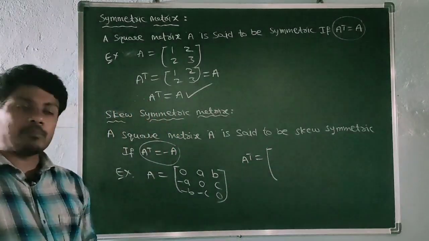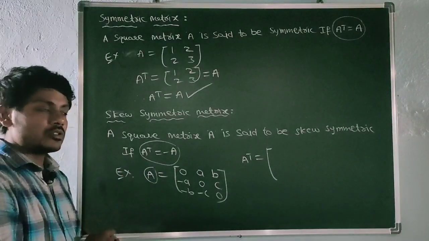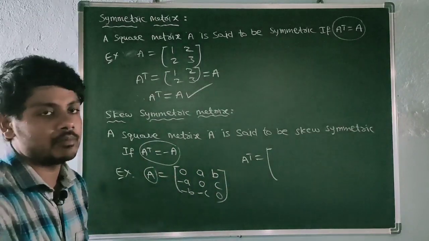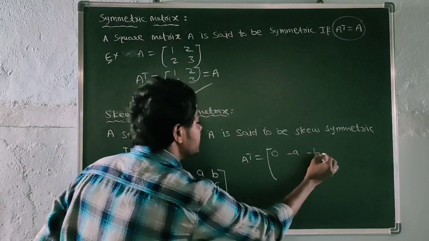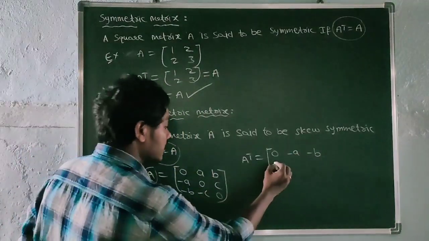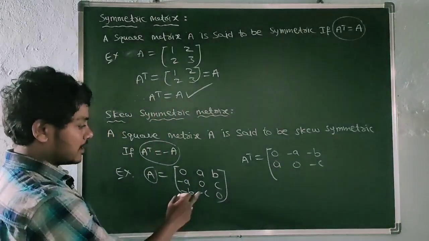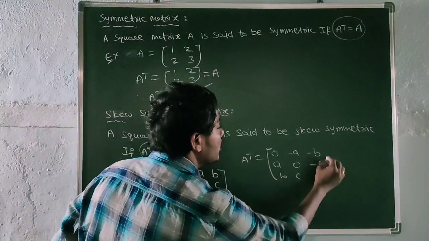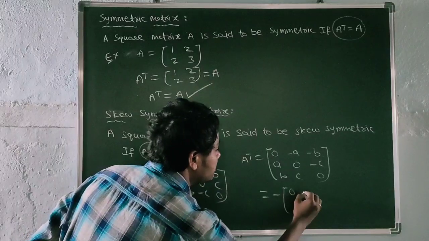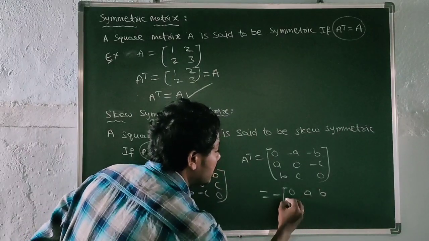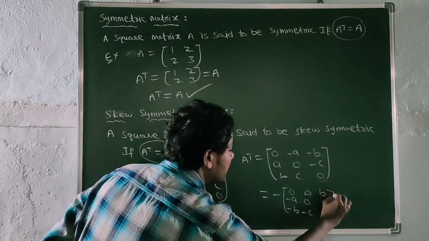So A transpose is what? By interchanging the rows and columns of matrix A, you will get the transpose of the given matrix. So what is that? 0, minus A, minus B. Next here, A, 0, minus C. Next here, B, C, 0. So here minus is common. So what you get? 0, A, B, minus A, 0, C, minus B, minus C, 0.